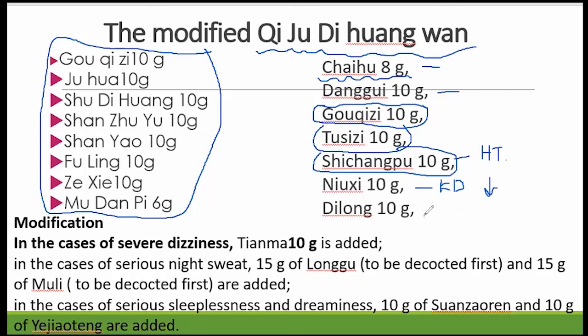地龙 moves blood. We talked about animal herbs before. Animal herbs work more strongly compared with plant herbs. So 地龙 has another pretty good effect. It goes to the channels and opens the channels. Yes, it moves blood and opens the channels. So that's a pretty good herb.